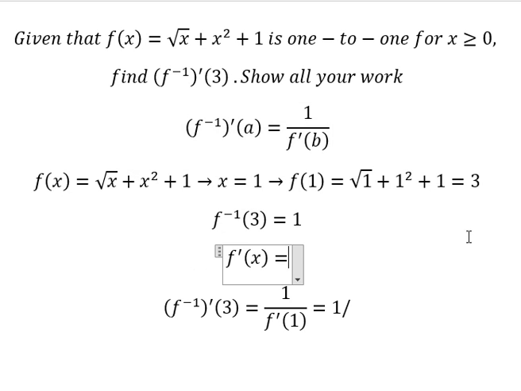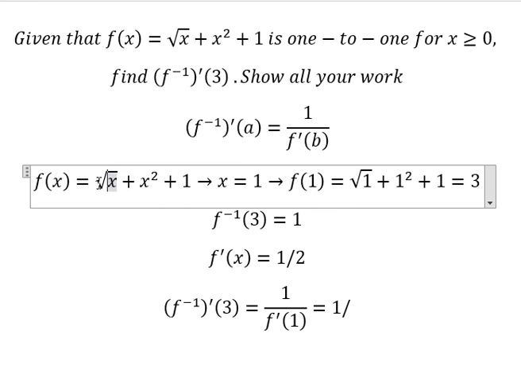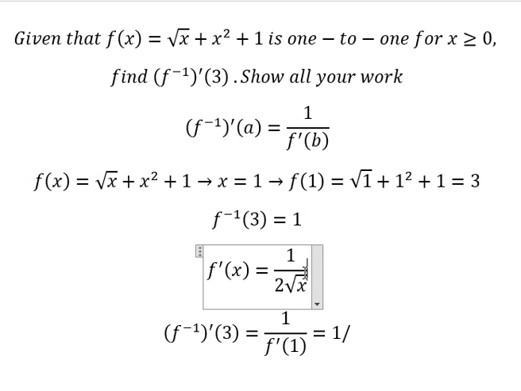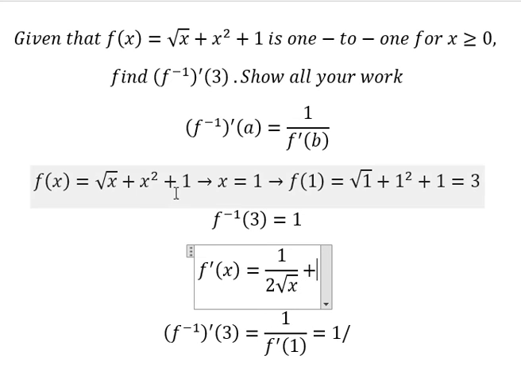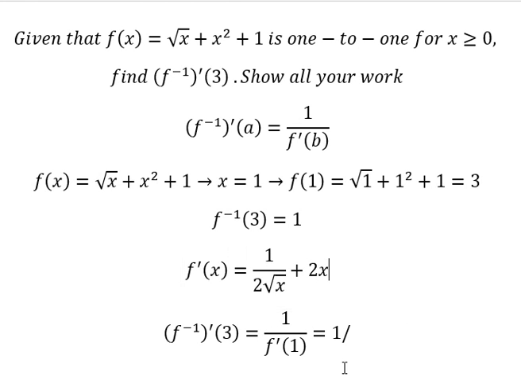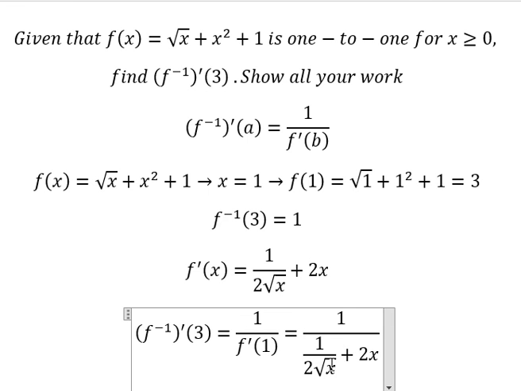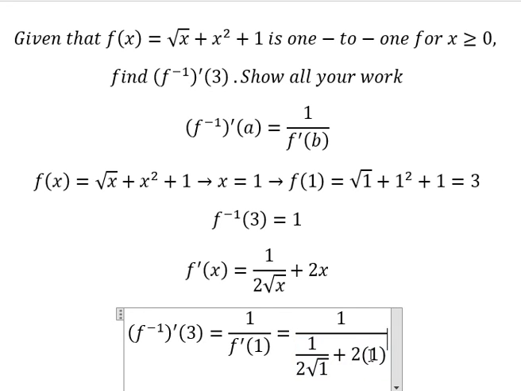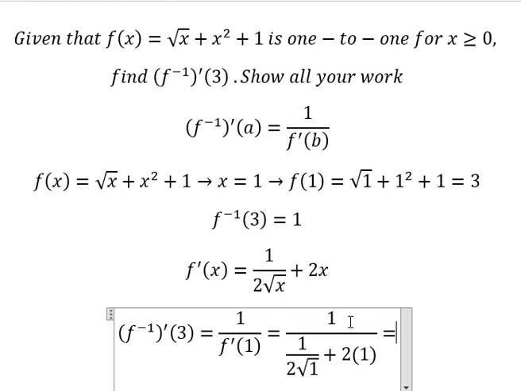So this one we have 1 over 2 times the square root of s. The next one we have 2s. And now we can put number 1 going here. So we can calculate this one and we have 2 over 5.